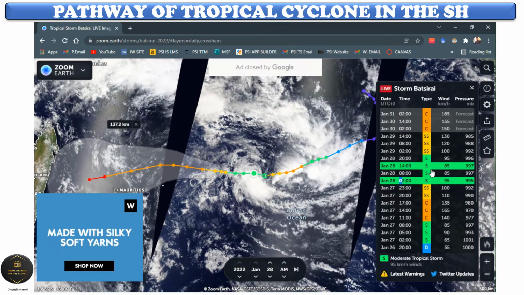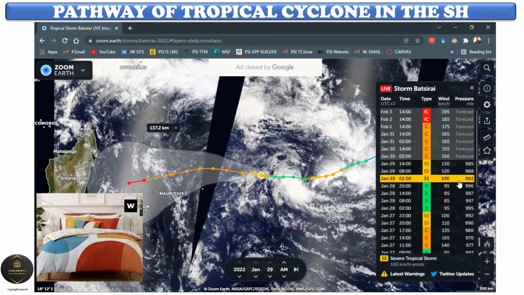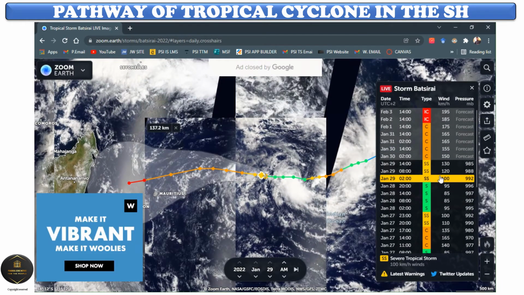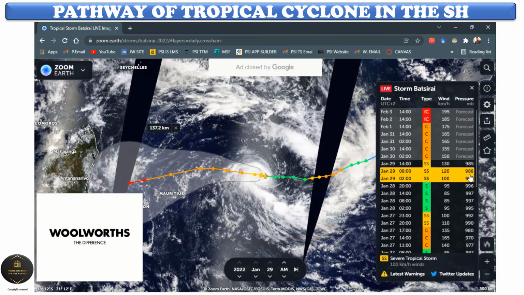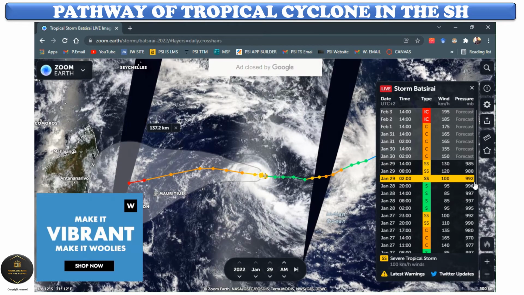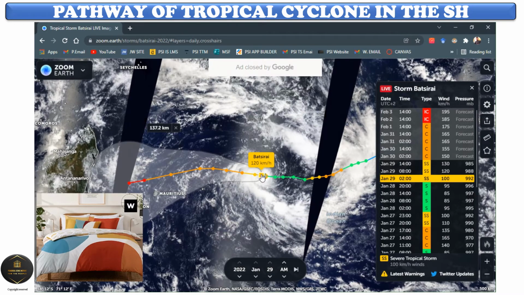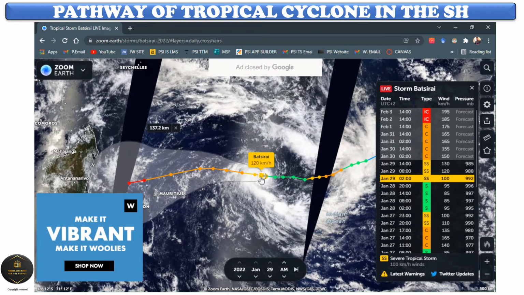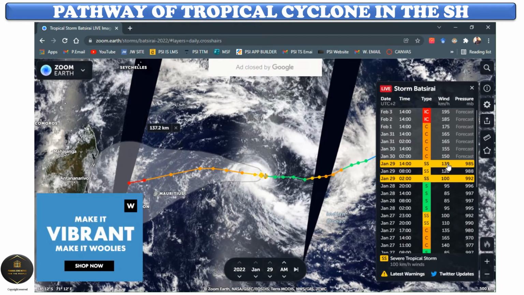But we see that again as time moves on, or as the days pass, on the 29, the system has 120 kilometers per hour of wind speed, and you see that the pressure is 992. So that is showing us that this system relatively has a stronger intensity than the strongest intensity of Tropical Cyclone Ana.